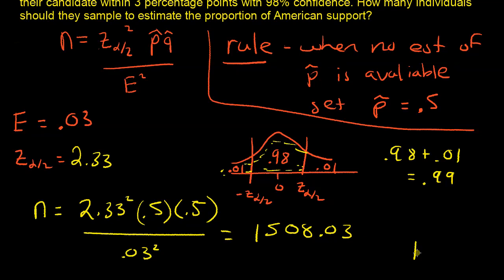Okay, so 1508.03, which we always round up. So that'd be 1,509. That's how many people they would have to sample in order to get a 98% confidence interval with a margin of error of 0.03.